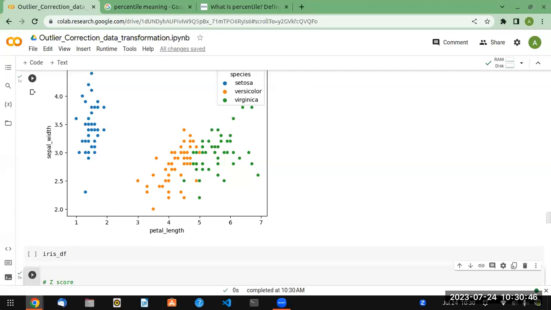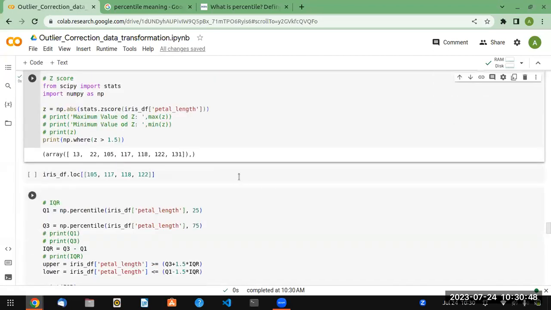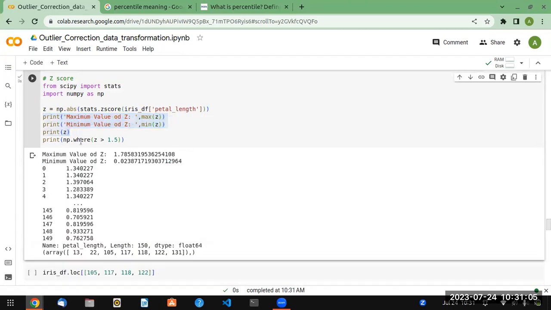When it comes to business, the business analysts and the SMEs will take a look at it, and they'll decide the threshold of this. And how I decided in this session: I just printed out all the maximum and minimum values, and nearer to that I have taken. 1.7 is the maximum value, so 1.6 or 1.5 I'm taking.